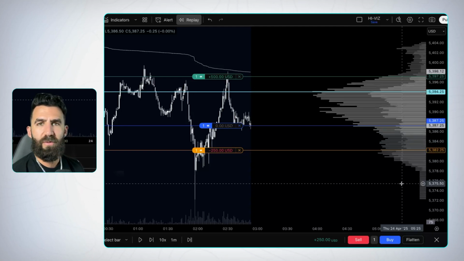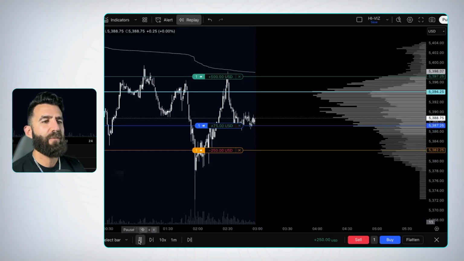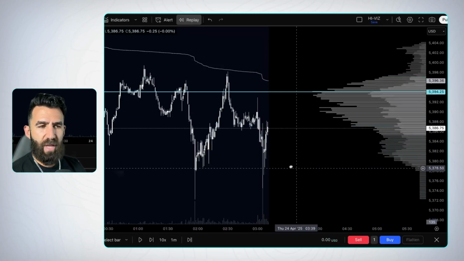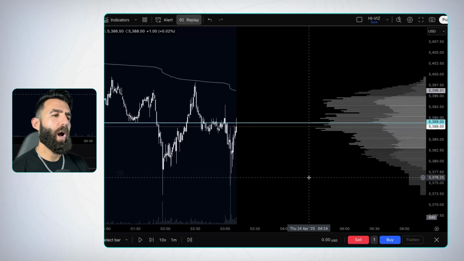So you end up with more of an average risk to reward, average win rate over a large sample size. Another advantage of running a fixed take profit, fixed stop loss would be ease of tracking. So let's move on to number 2.